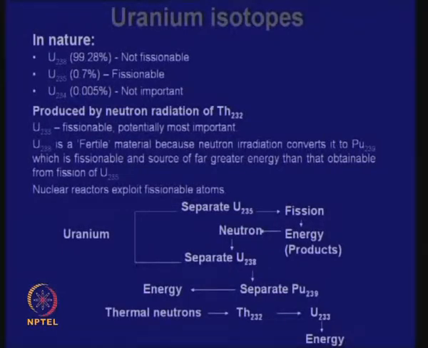Now, in nature uranium has 3 isotopes. One is uranium-238, which is the bulk of the substance, 99.28%. Then you have uranium-235, which is only 0.7%. Means it is less than 1%.